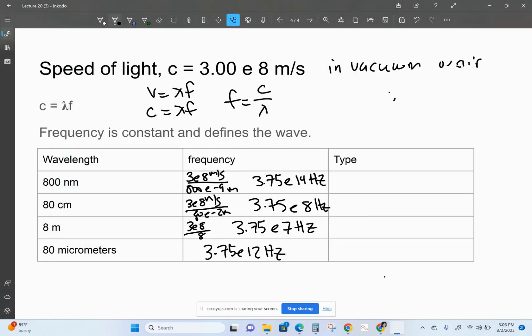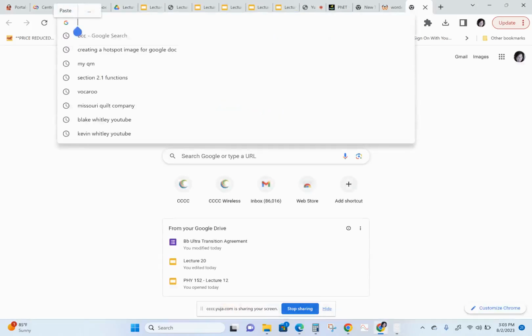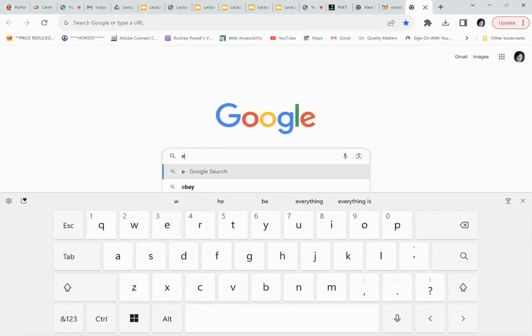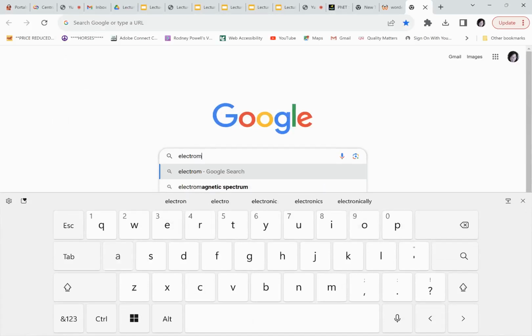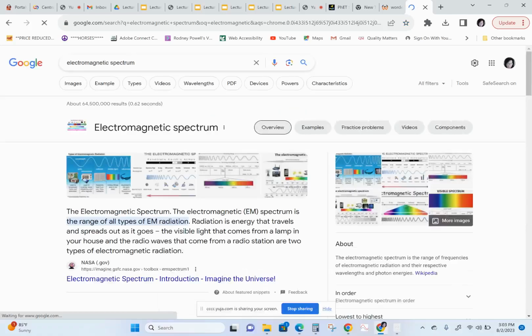Now, to identify what type of electromagnetic wave, we would need to know the frequency range. So we're going to look for a frequency range of 10 to the 14th here, 10 to the 8th, 10 to the 7th, and 10 to the 12th. So let's pull up a better chart that gives that to us in frequencies. Okay, looks like this does it. So put that up.